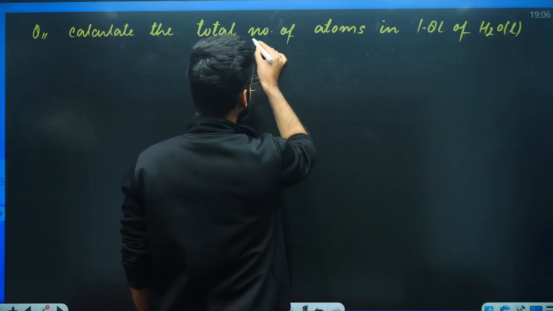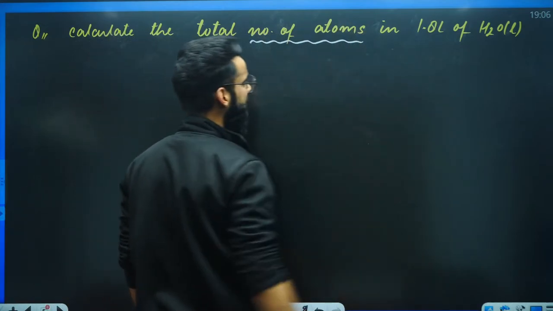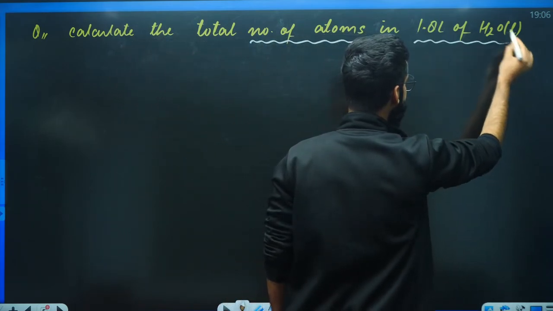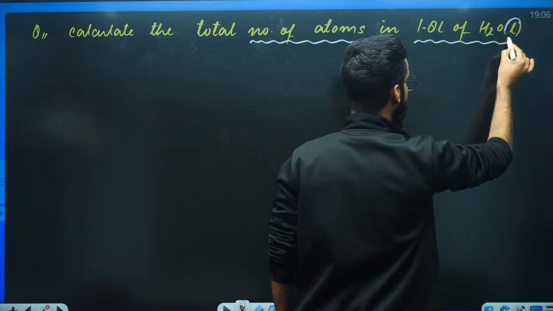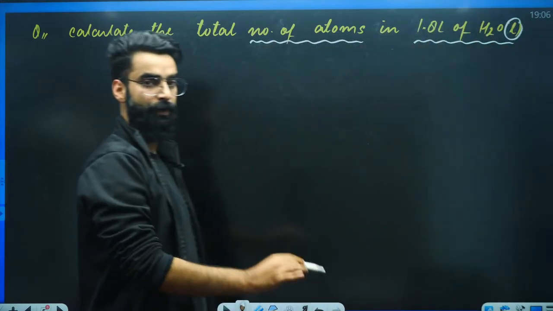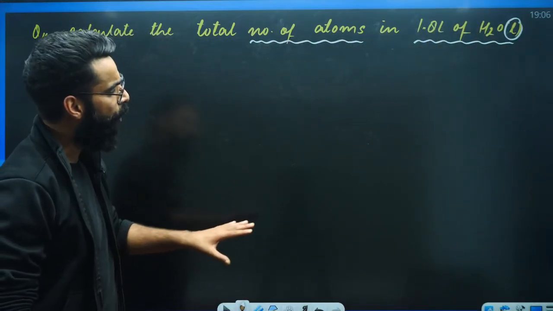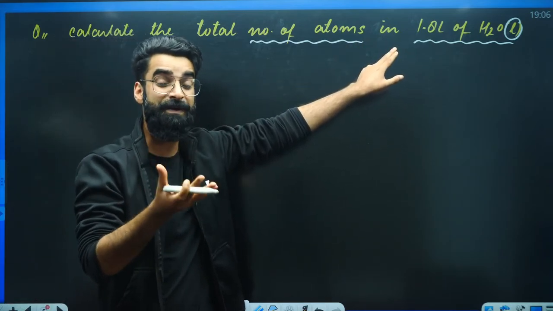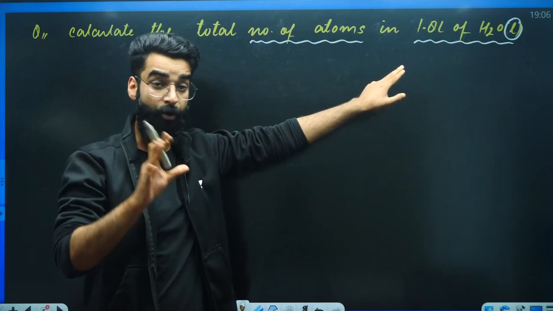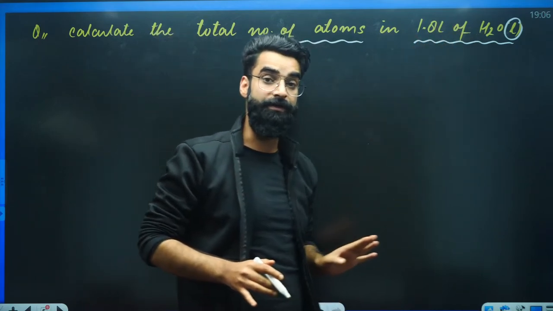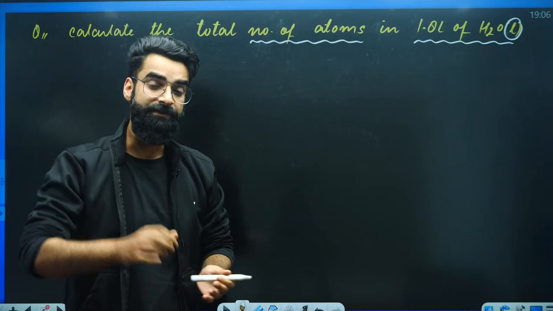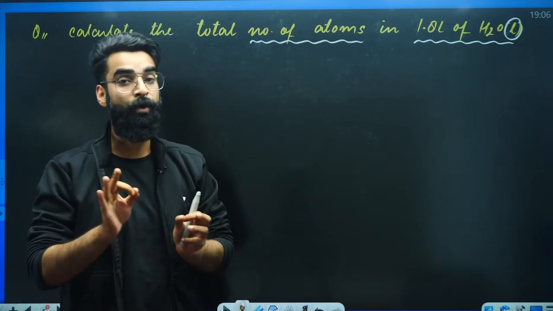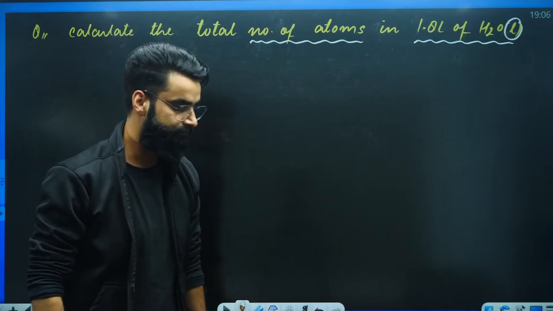Calculate the total number of atoms in 1.8 liters of H2O liquid. The question is, we have got 1.8 liters of water. The water is present in the liquid form. We have got 1.8 liters of water, and we have to calculate the total number of atoms which will be present in 1.8 liters of water.